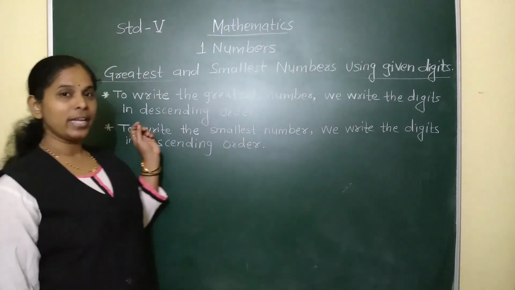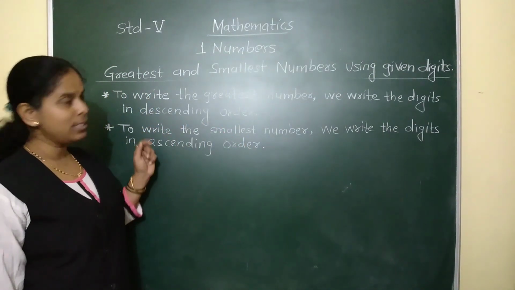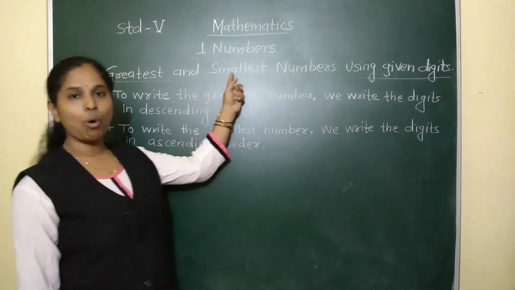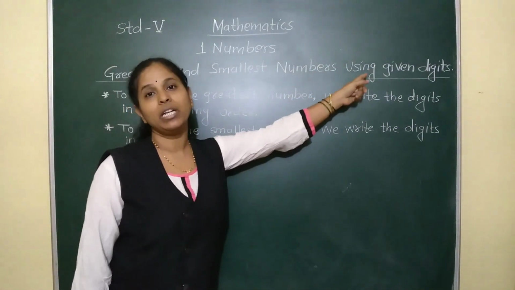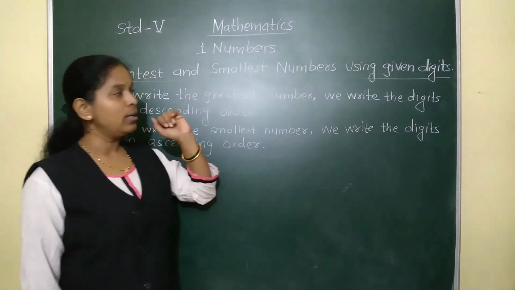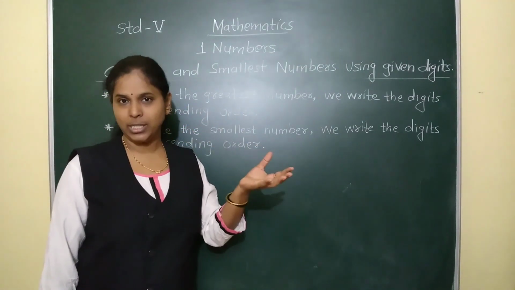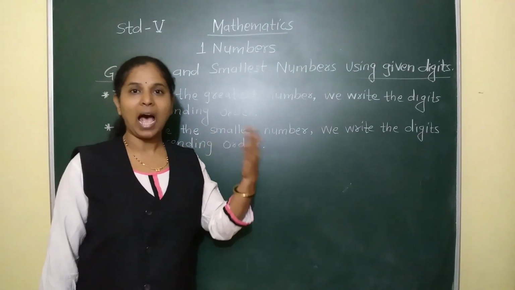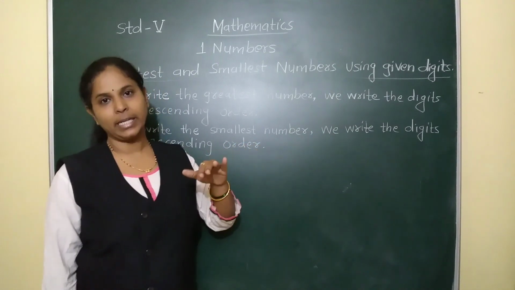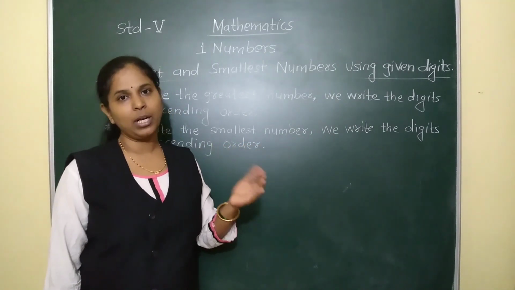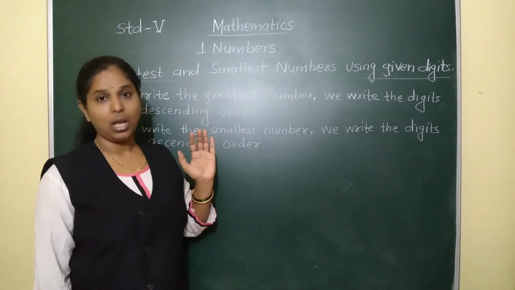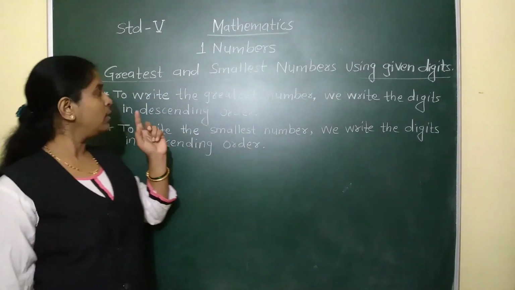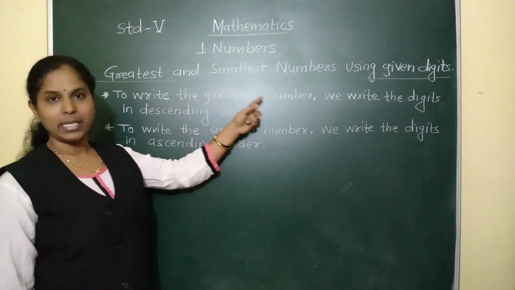Now students, the next topic we are going to learn is greatest and smallest numbers using given digits. They will give you different digits and ask you to make the greatest and smallest number by using those digits. Now how to make that? See here, to write the greatest number.